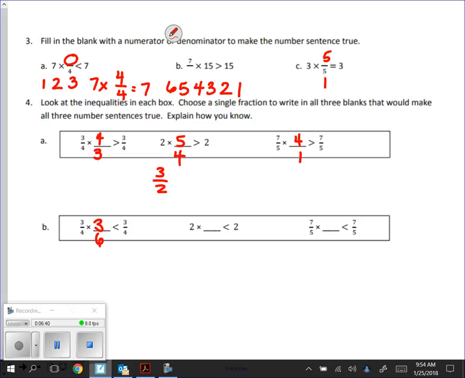2 times something less than 2. Serena, what could you do? One half. 7/5 times something less than 7/5. Jacoby? 1/3. As long as it's less than 1. You can do 9/10. It's close, but it's not 1 whole.